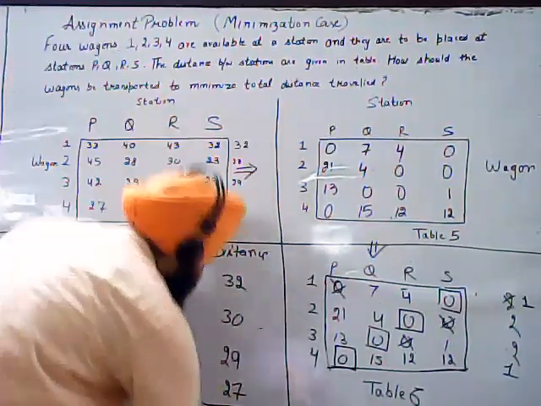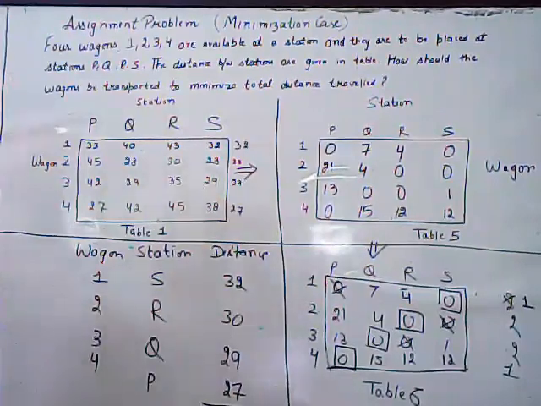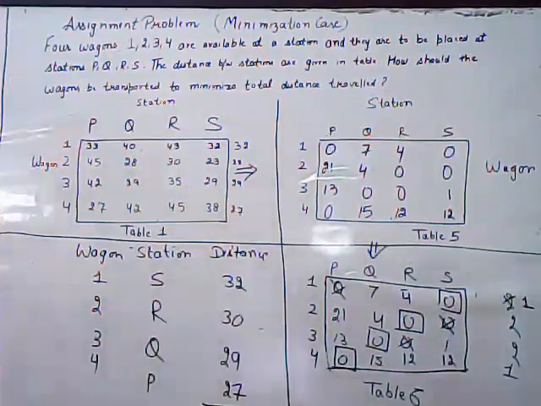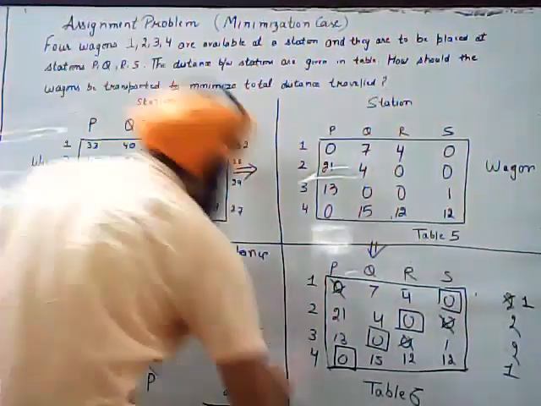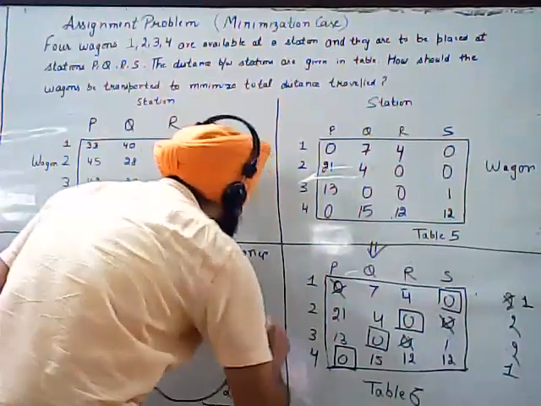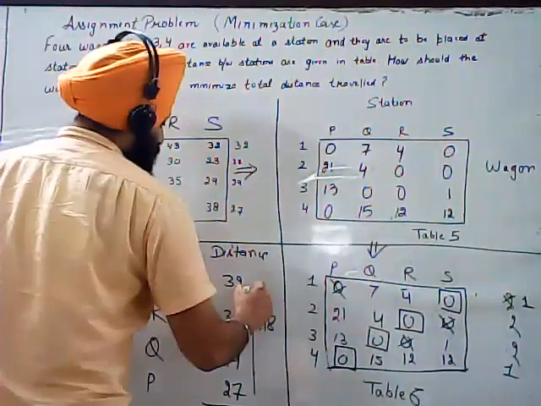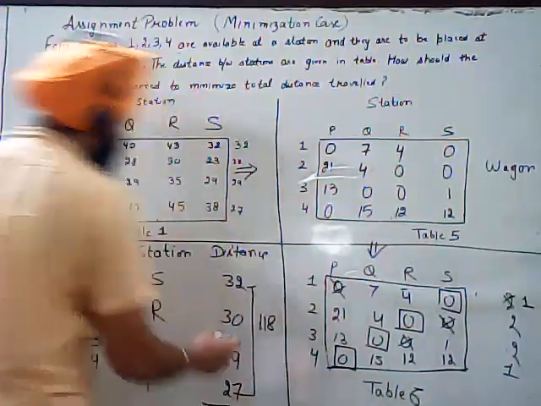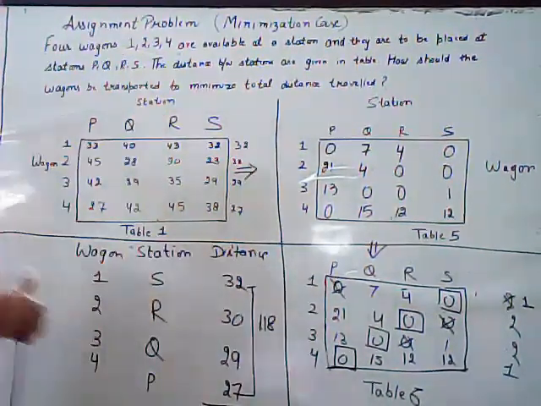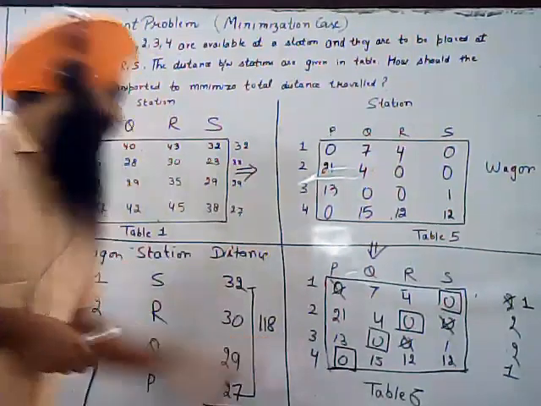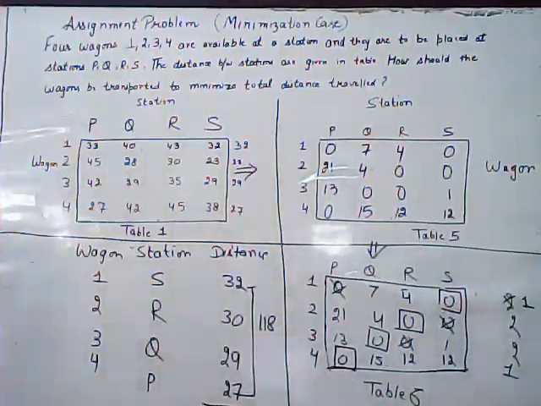So the total distance covered by wagons will be 118 kilometers. This will be equal to 32 plus 30 plus 29 plus 27. So the minimum distance traveled by wagons will be 118 kilometers.